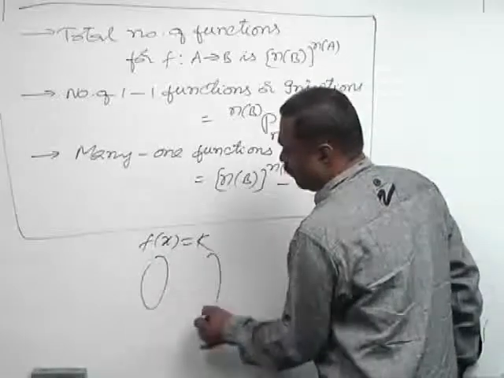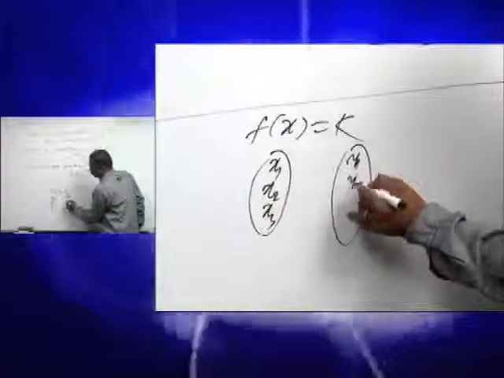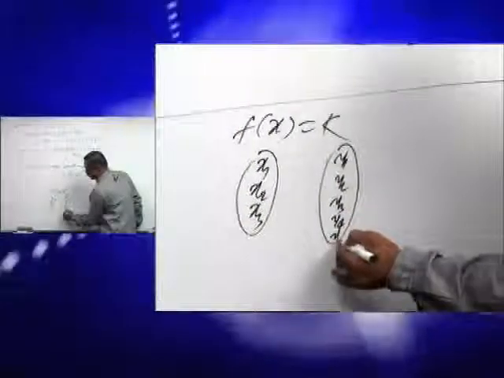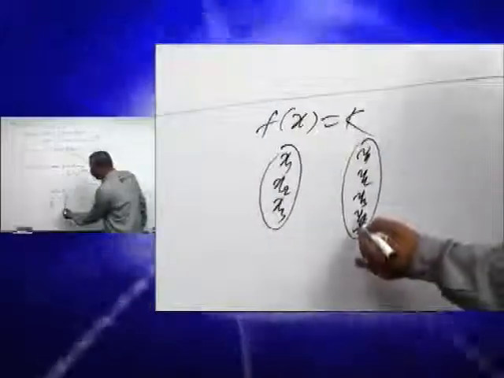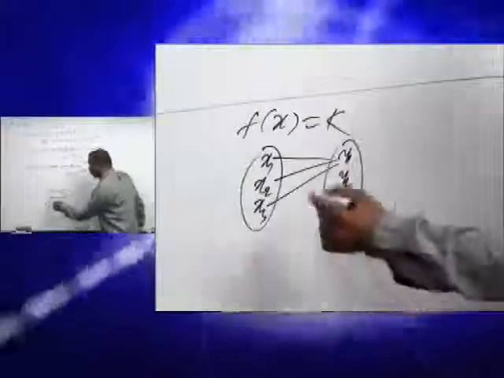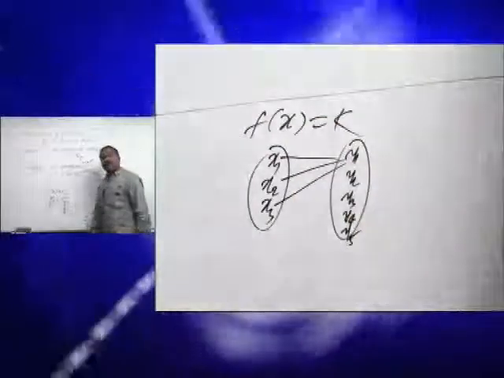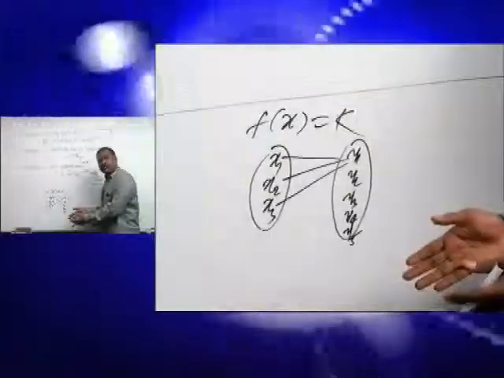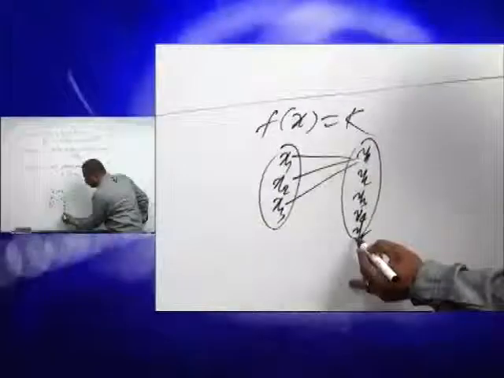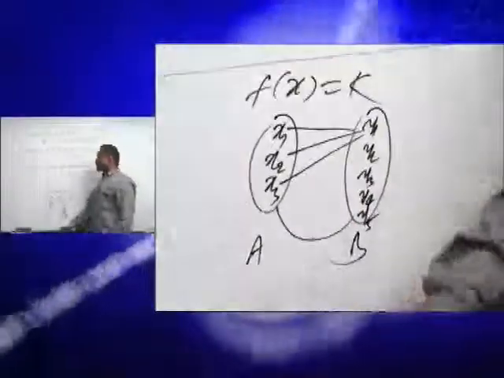If you have the same example, x1, x2, x3 and y1, y2, y3, y4, y5, then what is a constant function? All 3 elements x1, x2, x3 should map to only y1. Similarly, all 3 elements can map to only y2, or all 3 to only y3. So how many different constant functions will you get? The number of elements in B.